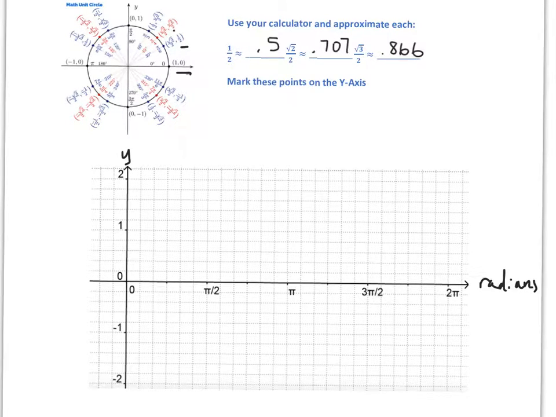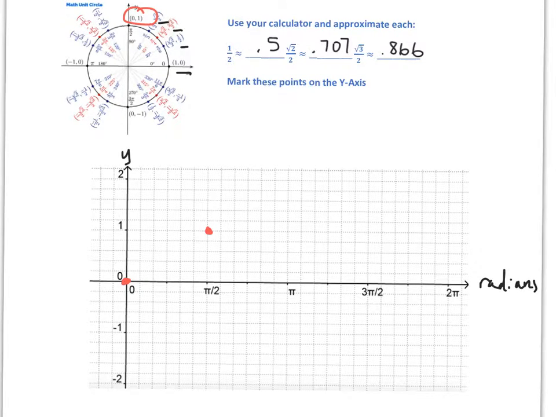So if we went around the circle, let's start with 0 degrees or 0 radians. What's sine of 0? What is it, Dan? It's your y value. 0, okay? So we've got 0, 0. If we want, we can skip to pi over 2 for now. So what's the y value at pi over 2? 1, okay? So we've got that point.